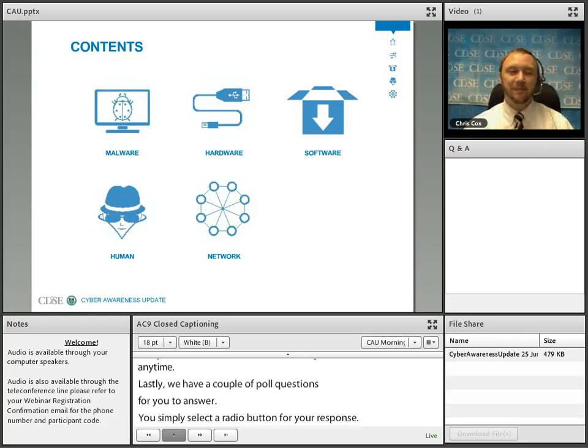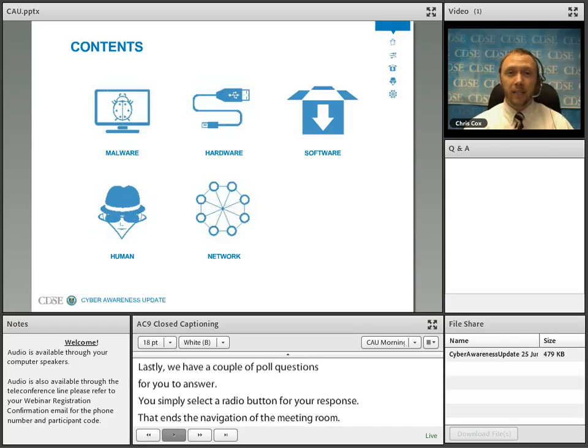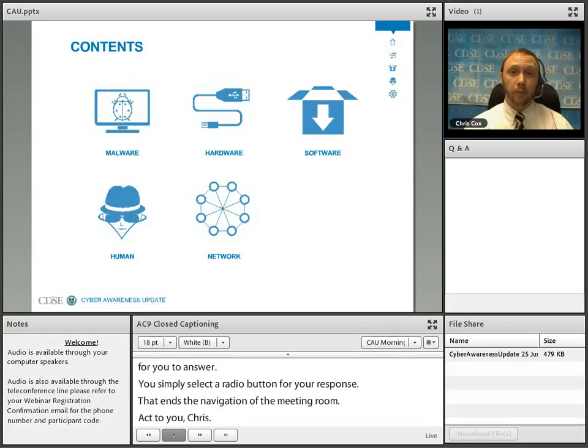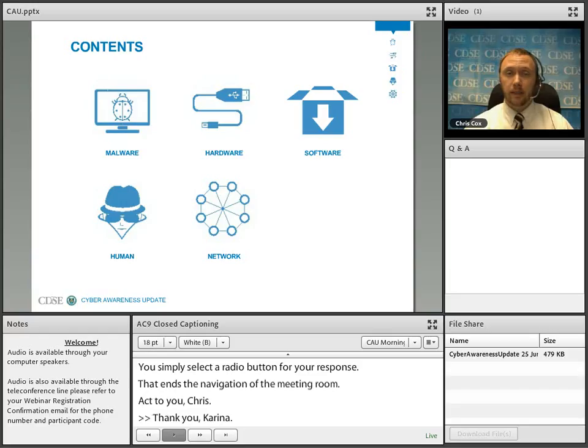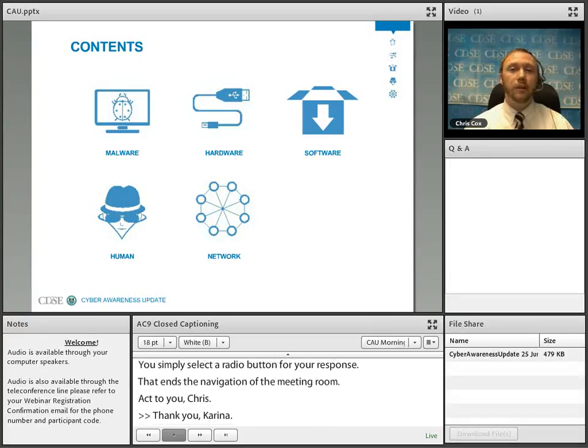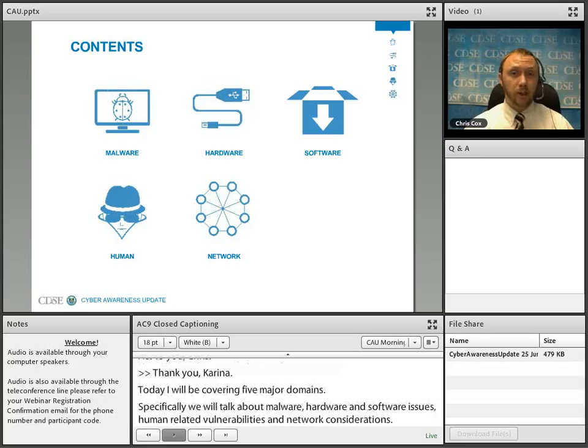Today we'll be covering 5 major domains. Specifically, we'll talk about malware, hardware and software issues, human-related vulnerabilities, and network considerations. Before we continue, let's establish a common set of definitions for the domains shown here.